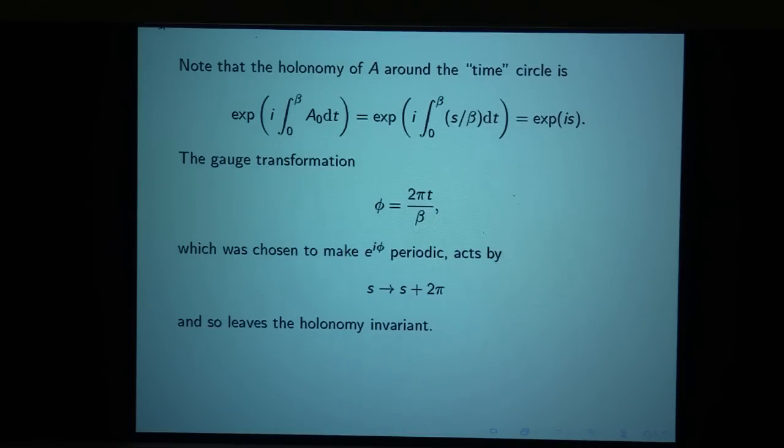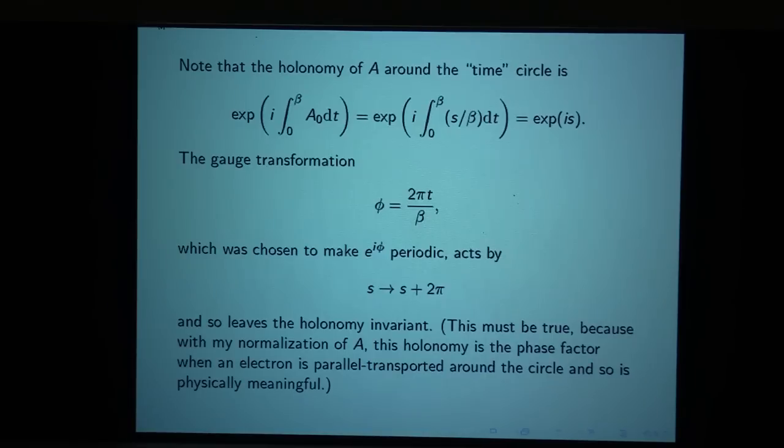So in the real world, where only e to the i phi and not phi has to be single-valued, this is a meaningful gauge transformation, and it shifts s to s plus 2 pi. So as a check, the shift in s by s plus 2 pi leaves the holonomy invariant. And that had to be true because with my normalization of A, this holonomy is the phase factor when an electron is parallel transported around the circle. And that phase factor is physically meaningful, so it had to be gauge invariant.